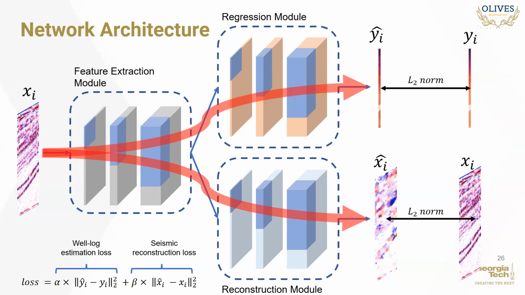This way, you get 2 different loss functions. You have the well log estimation loss, which is the difference between the ground truth well log and the estimated well log. And you have the seismic reconstruction loss, which is the difference between the output reconstruction of the seismic and the original seismic. The reason I have the seismic reconstruction loss is to have a regularization term on the network so that it's able to learn better in limited data regimes.